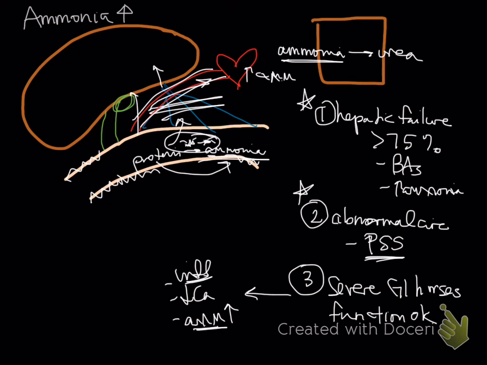Notice the one thing that's lacking on this that we had on bile acids was obstructive cholestasis. That's because ammonia has nothing to do with bile canaliculi. So ammonia has nothing to do with actual bile circulation. It's all blood circulation.